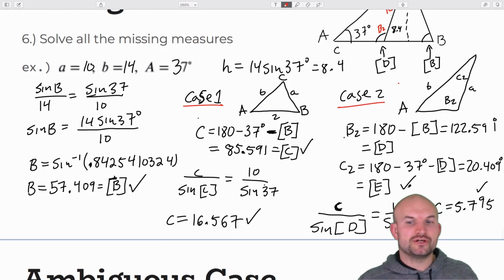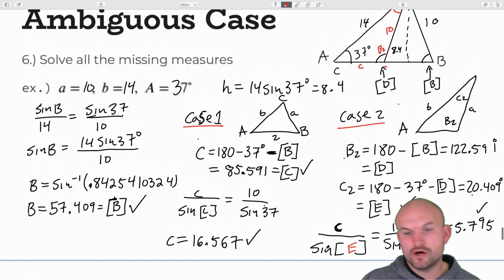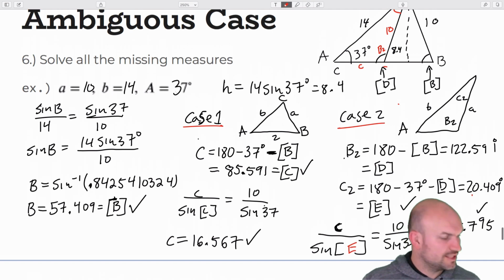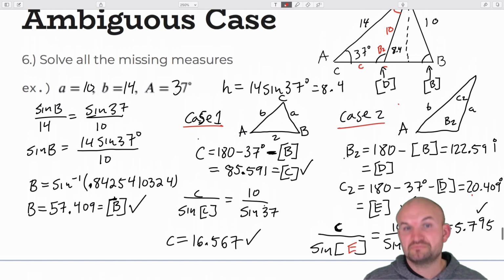Then the last thing we need to do is find the third side, which is going to be C over sine of E equals 10 over sine of 37. And therefore your C is going to equal 5.795. Boom.